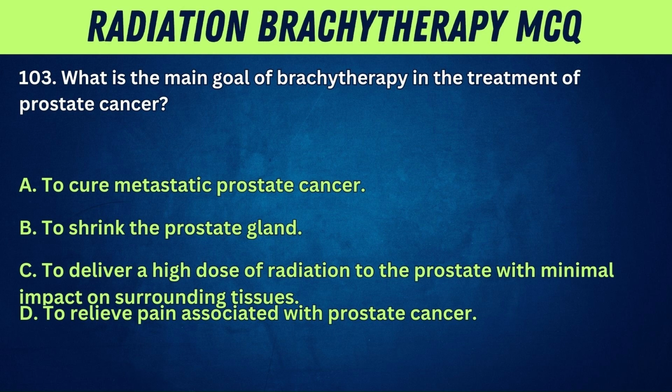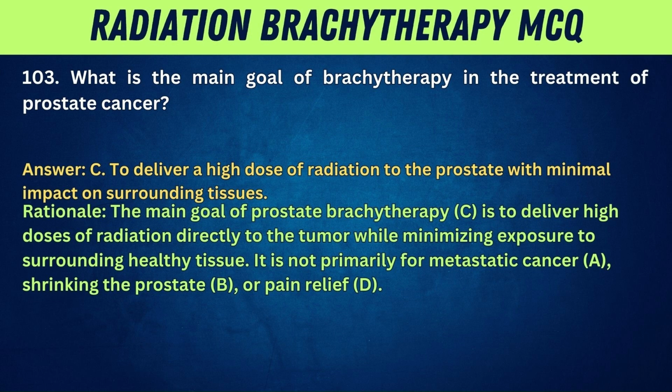103. What is the main goal of brachytherapy in the treatment of prostate cancer? A, to cure metastatic prostate cancer. B, to shrink the prostate gland. C, to deliver a high dose of radiation to the prostate with minimal impact on surrounding tissues. D, to relieve pain associated with prostate cancer. Answer: C. To deliver a high dose of radiation to the prostate with minimal impact on surrounding tissues. Rationale: The main goal of prostate brachytherapy (C) is to deliver high doses of radiation directly to the tumor while minimizing exposure to surrounding healthy tissue. It is not primarily for metastatic cancer (A), shrinking the prostate (B), or pain relief (D).